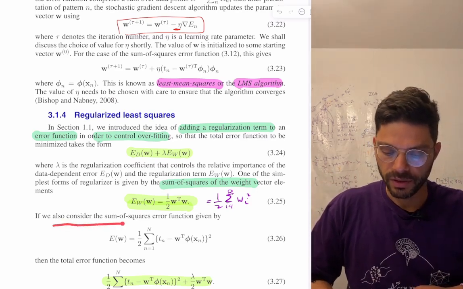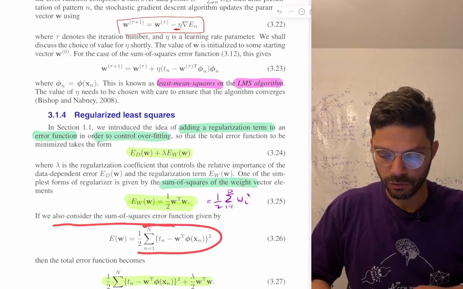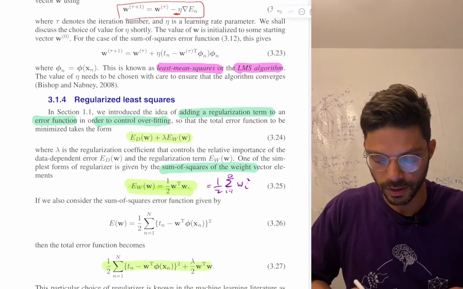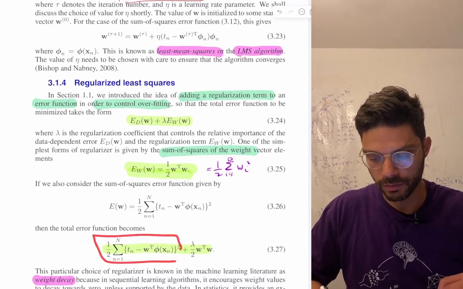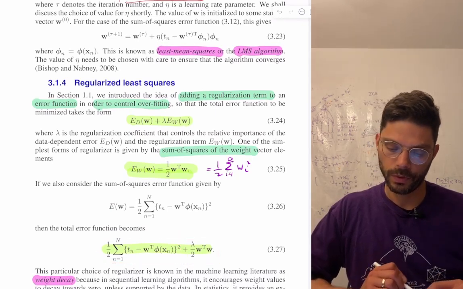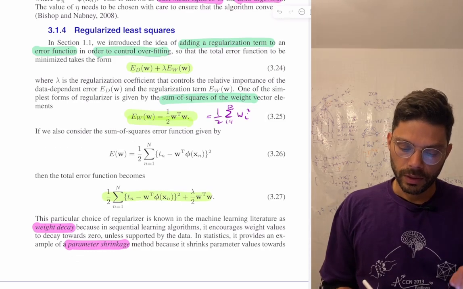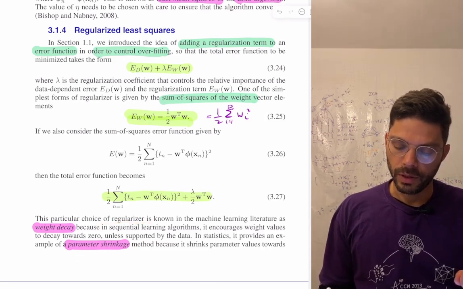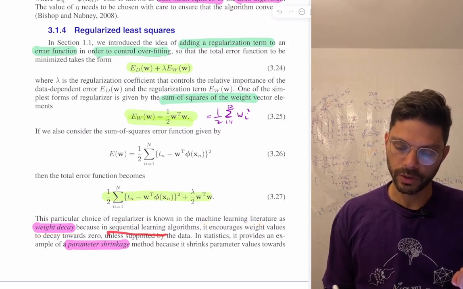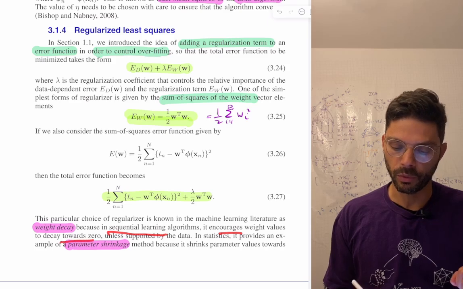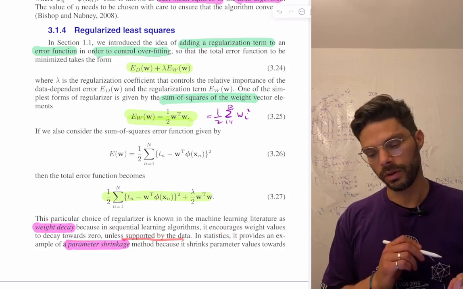If we also consider the sum of squares error function given by this, which you've seen already in the previous section, then the total error function becomes this plus the regularization. This particular choice of regularizer is known in the machine learning literature as weight decay, because in sequential learning algorithms, it encourages weight values to decay towards 0 unless supported by the data.